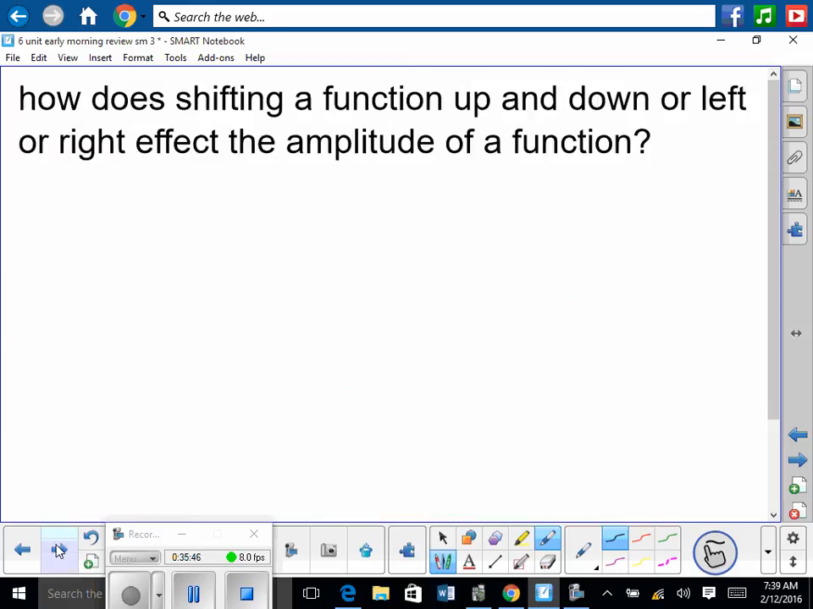Okay, so my last question for you. How does the shifting of a function up and down or left and right affect the amplitude of a function? So let's think about that. If you take a function, shift it left and right, does that affect the amplitude? Nope, so left and right, no effect, right? So left and right, no amplitude change.